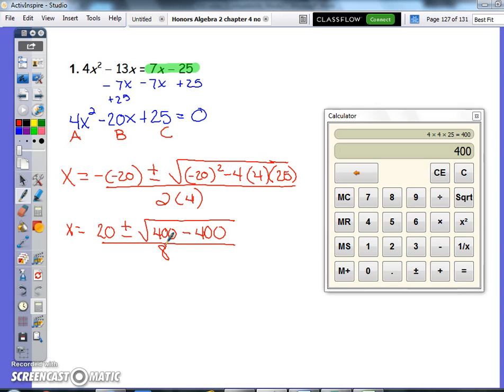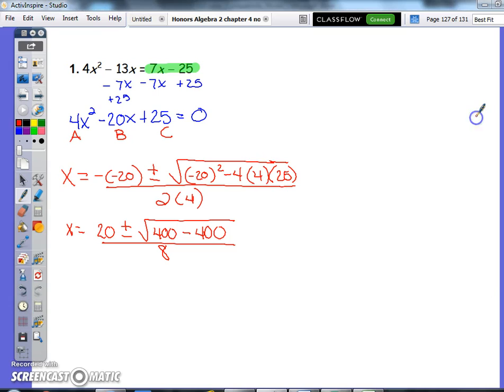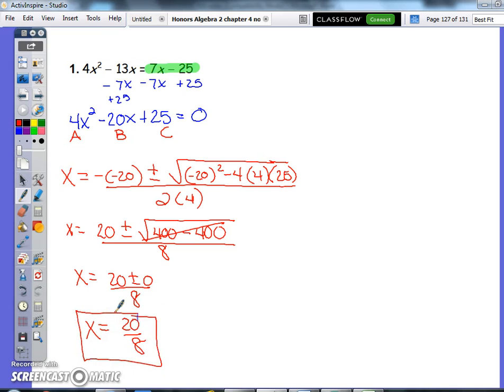Now in this case, there is only going to be one root. When the discriminant is 0, there is only one root, because really what you have, this goes to 0. 20 plus or minus 0 is just 20 over 8. So your answer is just 20 over 8. There's only one answer. There's only one root. That's that.